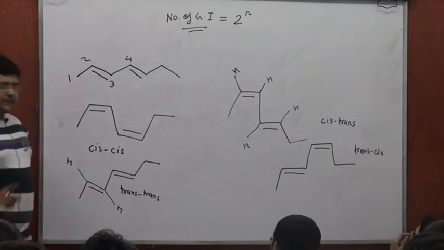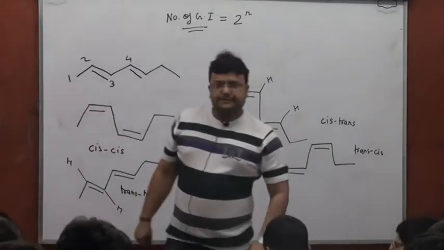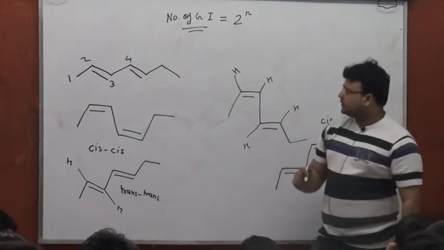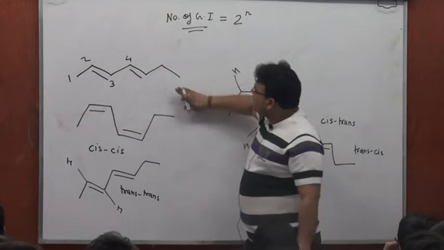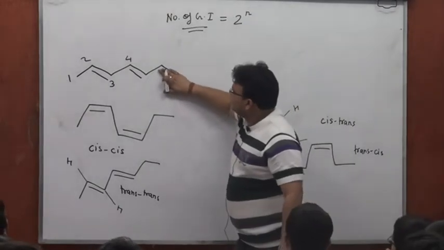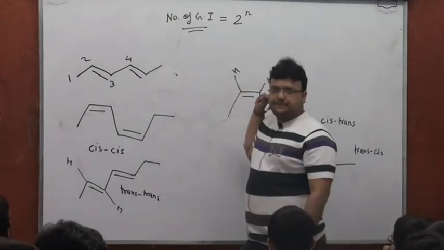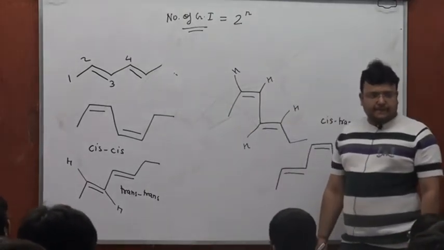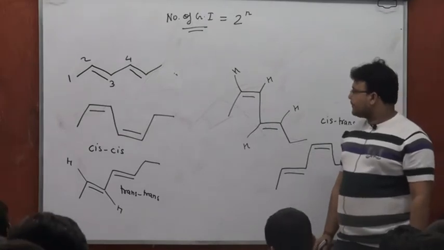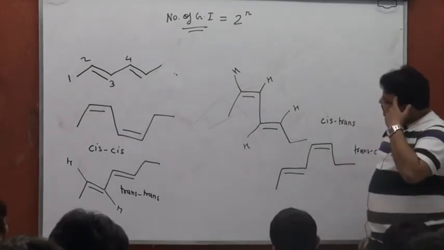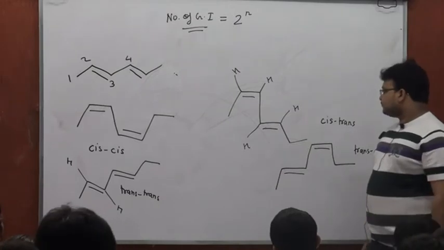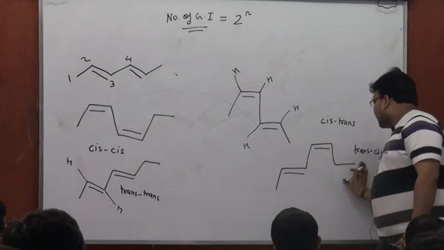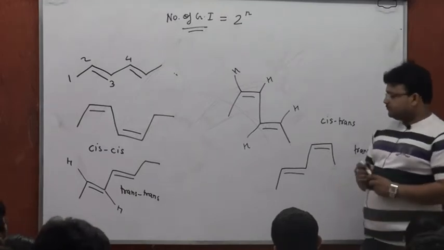All of you, please be very attentive. If you could relate to these four structures of four geometrical isomers. Suppose I decrease the number of carbon atoms by 1. If I decrease the number of carbon atoms by 1, okay? Then suppose I decrease it from here and here as well. Okay?